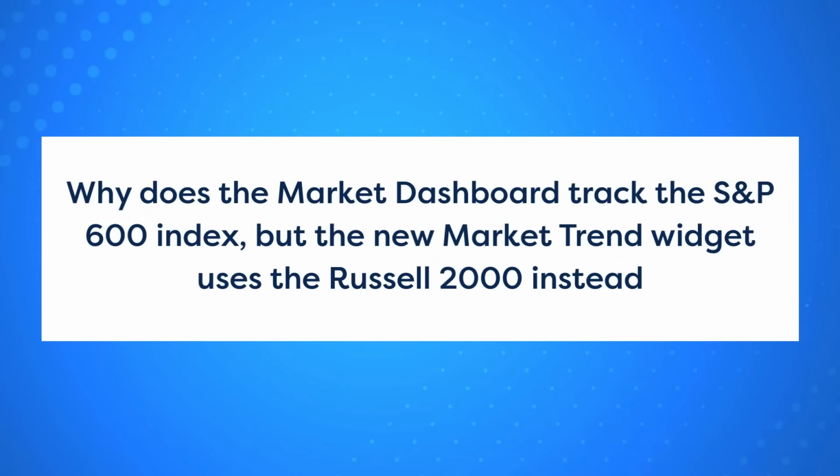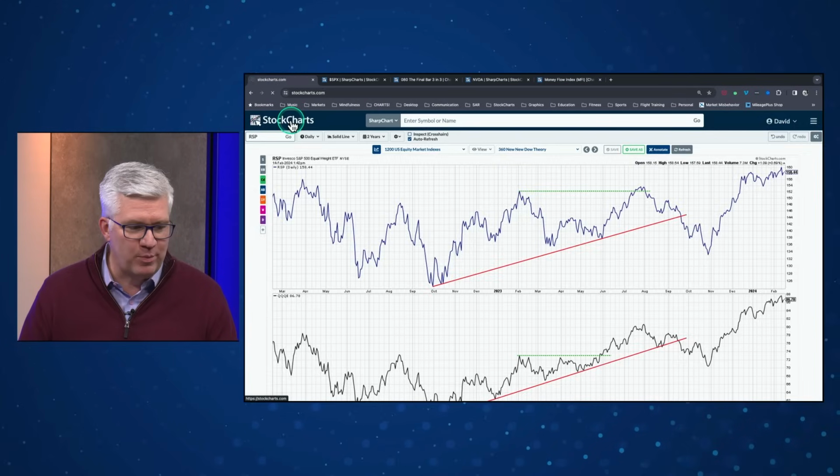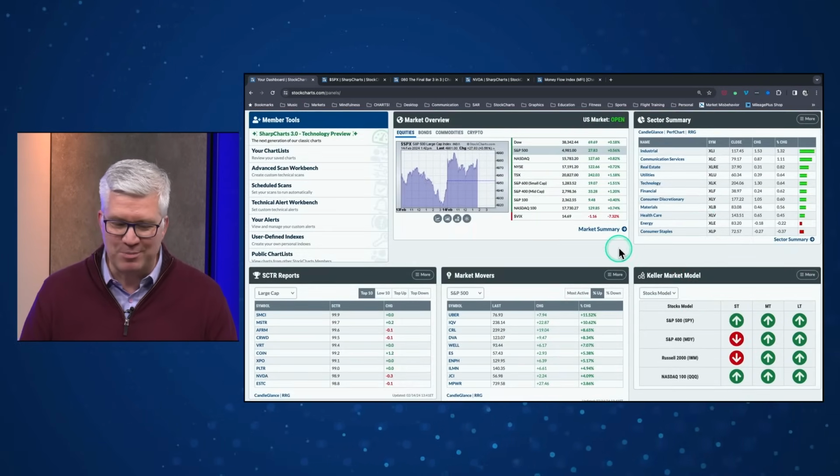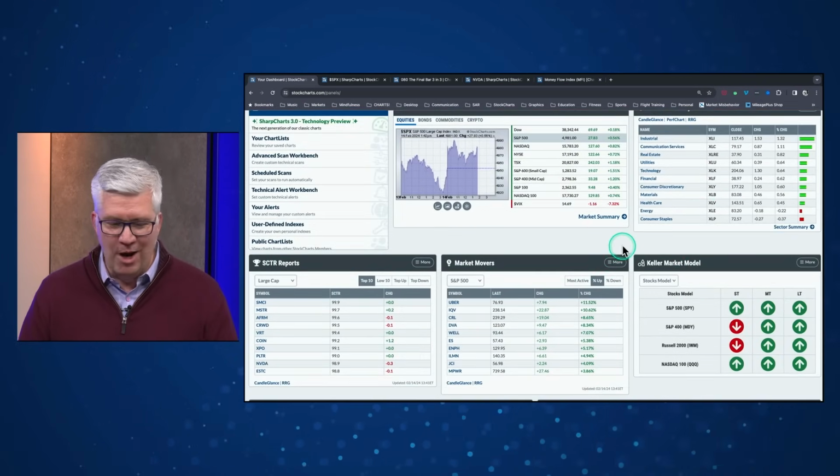Next question, Dave, why does the market dashboard track the S&P 600 index, but the new market trend widget uses the Russell 2000 instead? Well, I love the fact that at least one other person than me has actually put the Keller market model on your dashboard. So kudos to you for upgrading your dashboard.